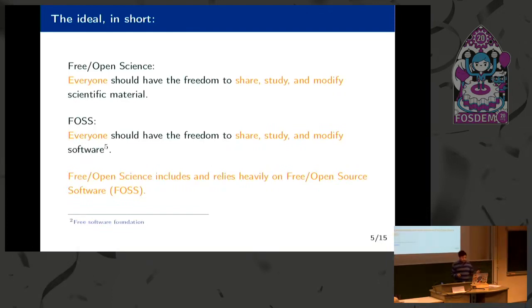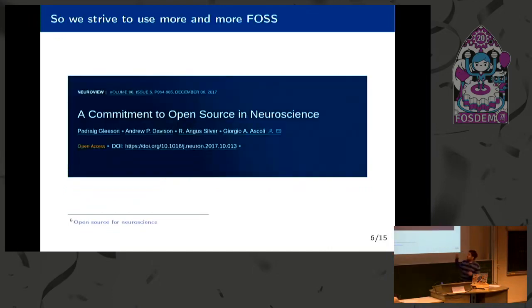So okay, let's move forward. Over here, it's a paper by P. Gleason about a commitment to open science and neuroscience. Its main motive is to solve the reproducibility crisis that we have, where we are unable to reproduce the data or the results. That's very important if you are publishing papers or your results to the public.